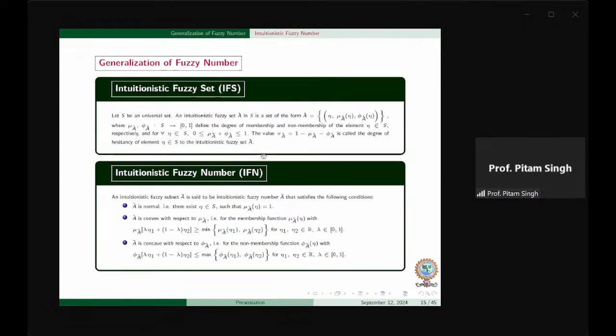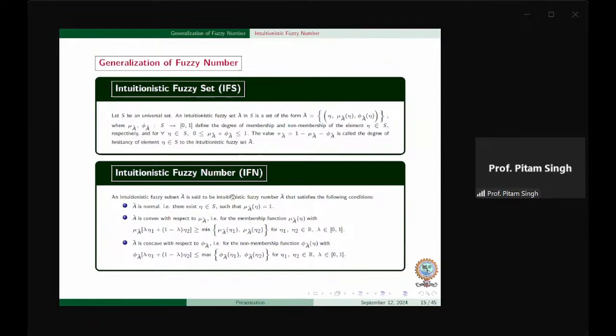Okay, okay. So that's for intuitionistic fuzzy sets. We can consider membership, non-membership, and hesitancy. So hesitancy can be calculated through this formula.